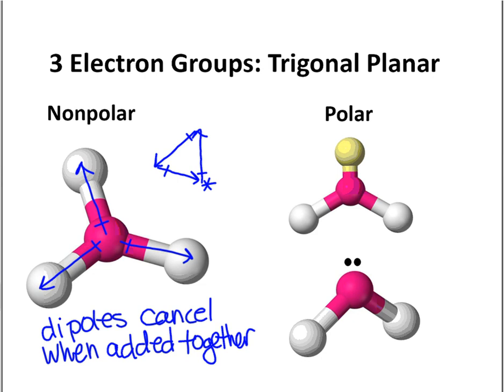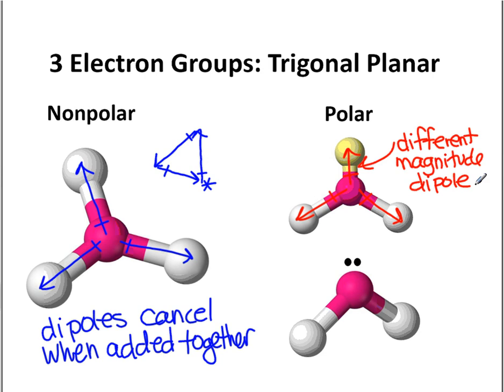Now, what happens in a few other cases? You can have trigonal planar examples where you get polar molecules, which are these two over here. What if we just replace one or even two of the atoms and make them different elements? Here you're going to have dipoles, but they're going to be different in magnitude. This dipole here is different. So a different magnitude dipole won't cancel out, which will mean that the molecule will end up being polar.